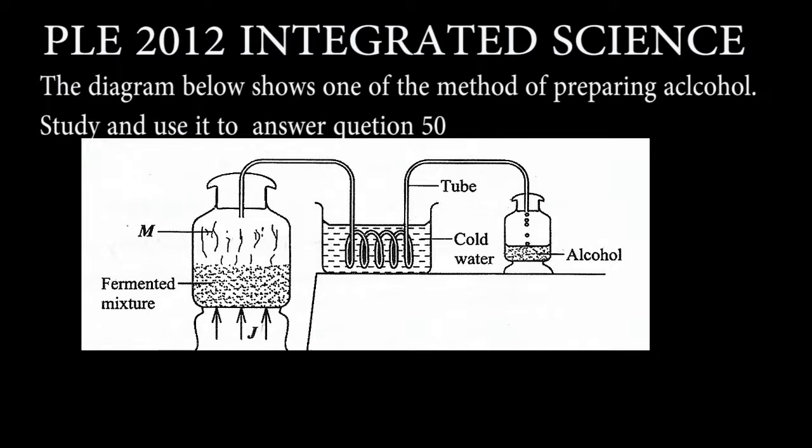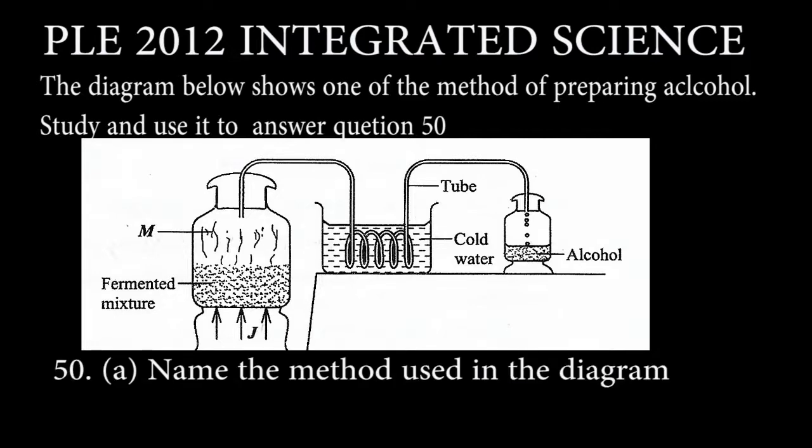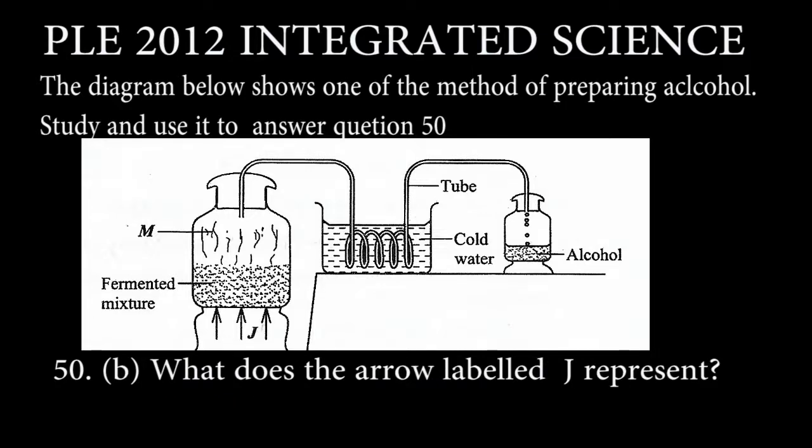The diagram below shows one of the methods for preparing alcohol. Study and use it to answer question 50. 50A. Name the method used in the diagram. Distillation. B. What does the R J represent? Heat.